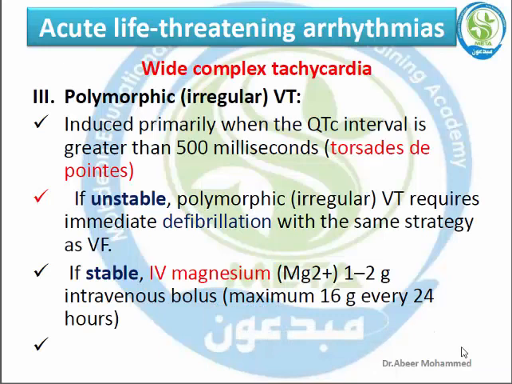If the torsade de pointes is unstable, we treat it as VT. Like in ACLS, we shock the patient, we give him epinephrine, and we give him amiodarone if it does not return to normal sinus rhythm. If the patient is stable, we just use magnesium. Magnesium blocks the L-type calcium channel in the membrane and may stabilize the membrane, and stabilizes the membrane gradient through activation of the sodium-potassium ATPase.